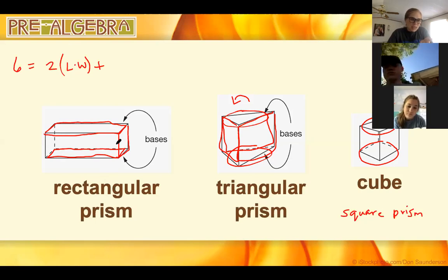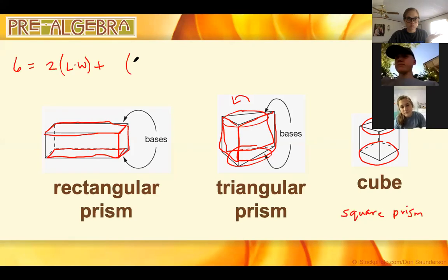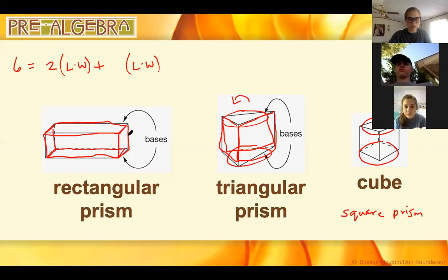Let's say we don't know that it's a square. Let's say it's a rectangle. What's the area of a rectangle? Length times width, right? And isn't this side over here the same exact as this piece over here? Yes. So we can just say 2 times that.